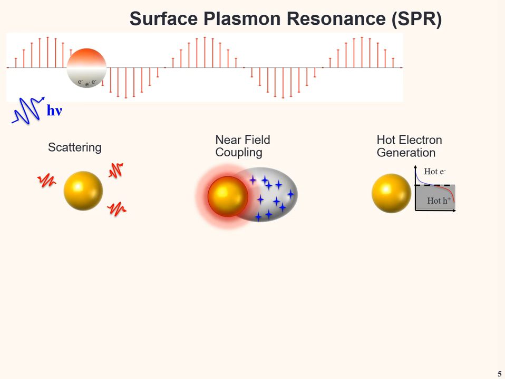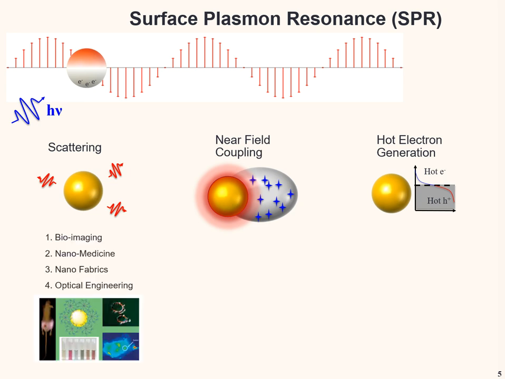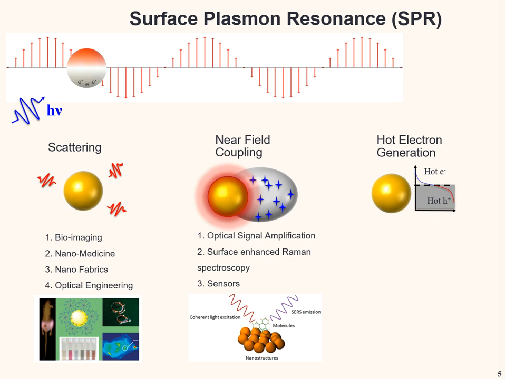And then there are a lot of applications based on this surface plasmon resonance. The first one is bioimaging, because different nanoparticles scatter different wavelengths of light, so bioimaging and optical engineering are based on that. Also, since this is a collective electron oscillation, the electromagnetic field is also important here. The nanoparticle can have near-field coupling with the molecules surrounding the nanostructure, which gives us surface enhanced Raman spectroscopy, a very important technique.